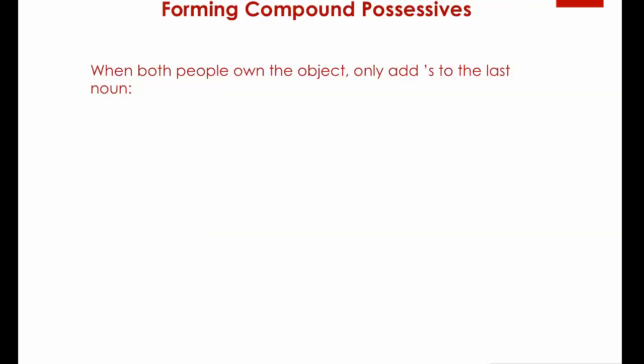To form compound possessives, there are a couple of rules you need to pay attention to. When both people own the object, you only add an apostrophe s to the last noun. So here's an example: Bob and Jim's canoe was the strongest. The canoe belongs to both Bob and Jim, so we only add the apostrophe s to Jim. We don't say Bob's and Jim's canoe. When they both own it, we only have to add it to the last noun.